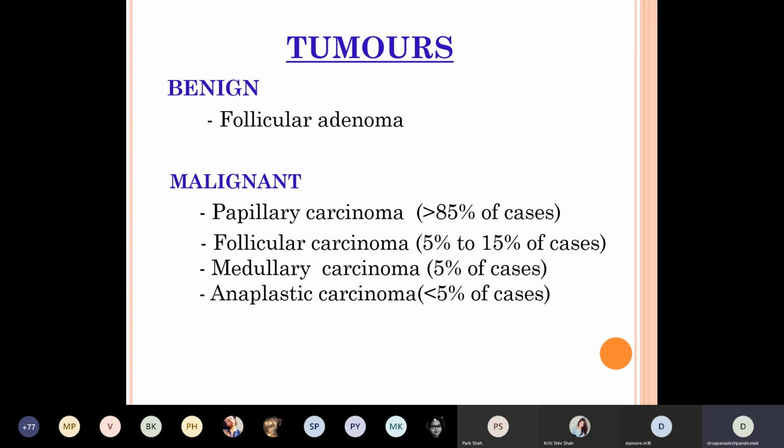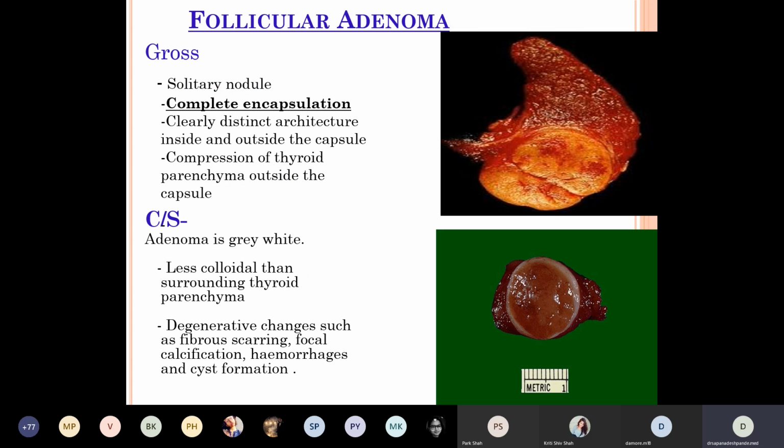Okay, so that is going beyond the capsule. So that is follicular carcinoma. Follicular carcinoma and adenoma are very difficult to differentiate. Papillary carcinoma is very easy to identify, and the slide is there for your exam. Medullary and anaplastic are not there for your exam. So first we will discuss follicular adenoma.